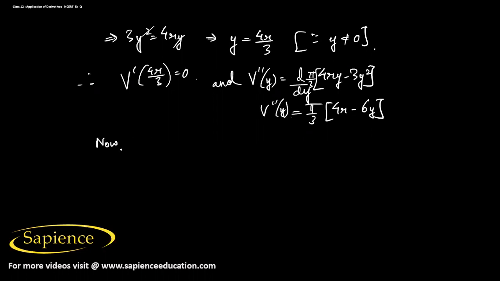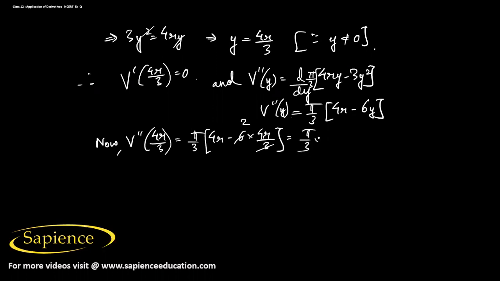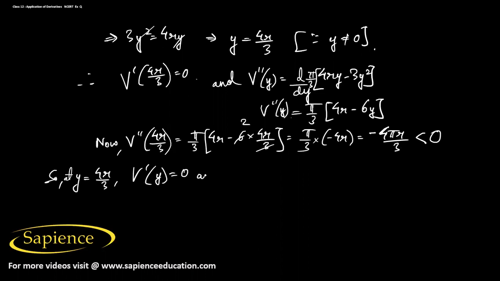So now v double dash at 4r by 3 will be equal to pi by 3 into (4r minus 6 into 4r by 3). So that will be 4r minus 8r, that is minus 4r. So that is coming minus 4 pi r by 3, which is less than 0, obviously. Therefore, at y equal to 4r by 3, v dash y is equal to 0 and v double dash y is less than 0.